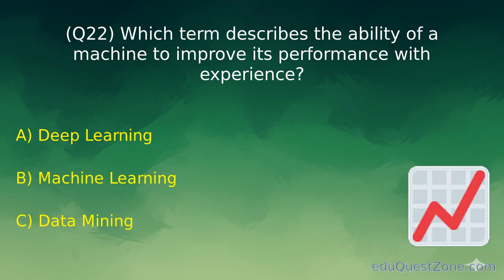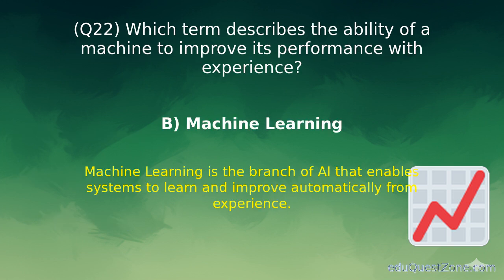Question 22. Which term describes the ability of a machine to improve its performance with experience? Option B. Machine learning. Machine learning allows systems to learn and improve automatically from experience without being programmed.